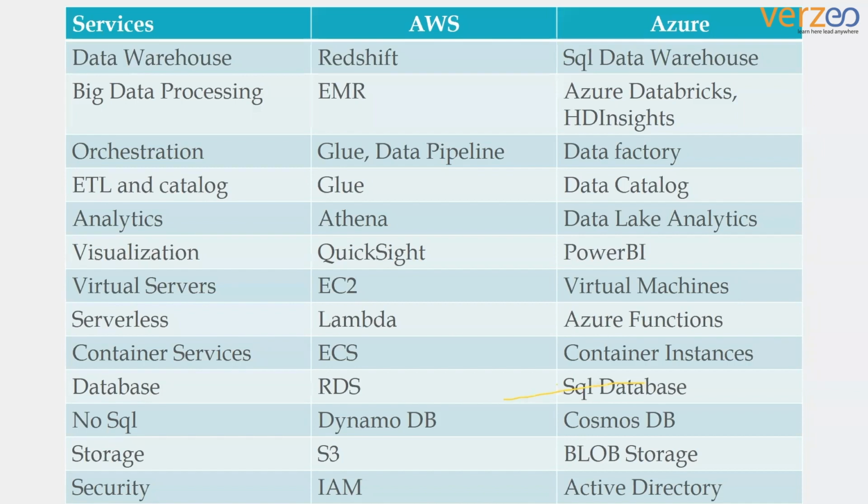And ETL and catalog. ETL, I hope you know what it is. It is nothing but extraction of data, transforming the data, and loading the data. So ETL can be done in many ways in Azure and AWS. Analytics: when it comes to analytics, let's talk about machine learning also.